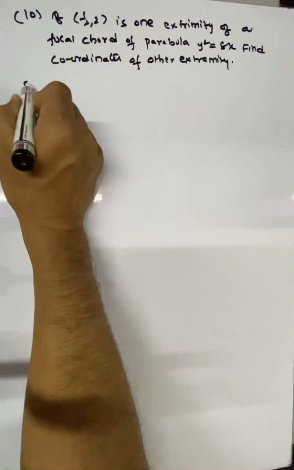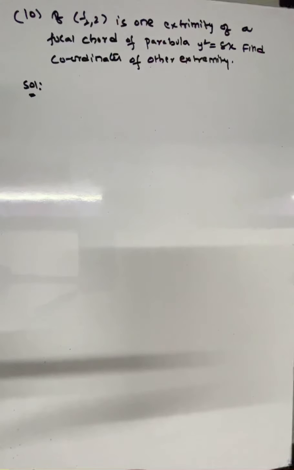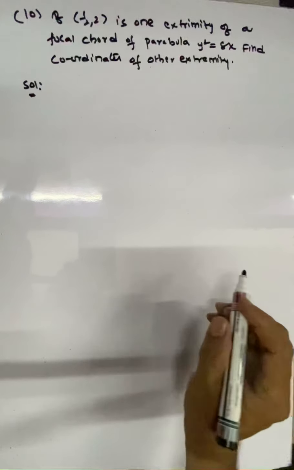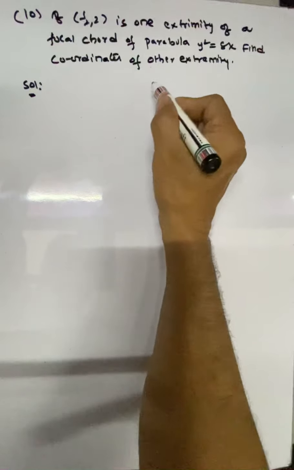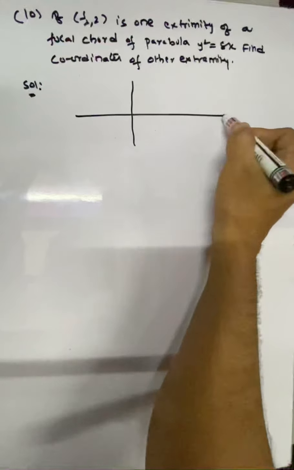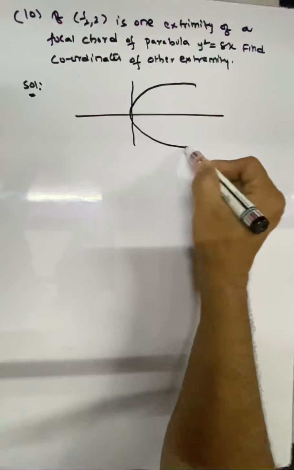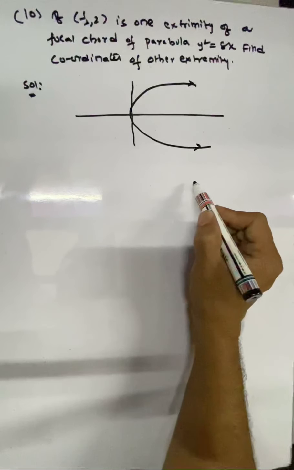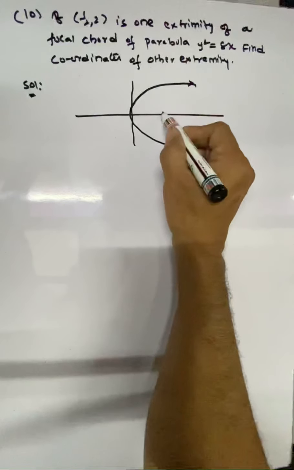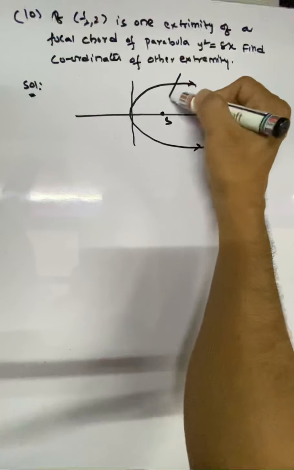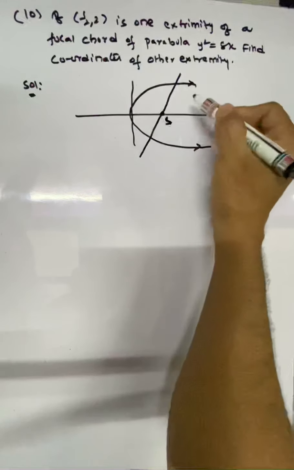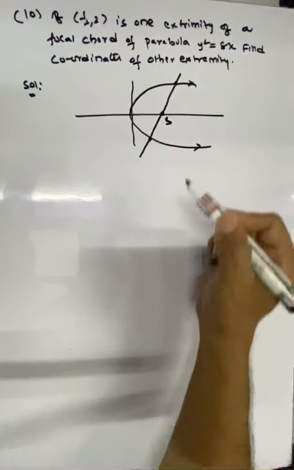Most important one. If (1/2, 2) is one extremity of a focal chord of a parabola. First of all, you should know what is extremity. Extremities are endpoints. What they have mentioned, there is a parabola. Focal chord of parabola, one extremity of focal chord. There is a focus. Focal chord means a line which passes through the focus and cuts the parabola in 2 parts.